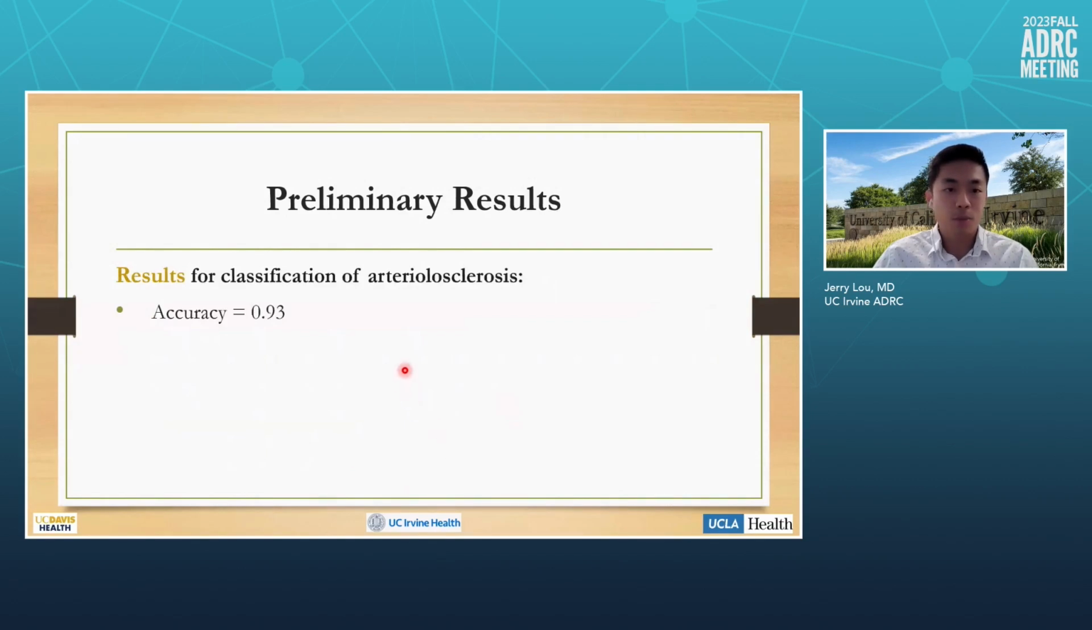And then finally, another preliminary result is that for the classification of arteriosclerosis, the model does pretty well. Its accuracy is 0.93. But we're going to continue to optimize this model, and then we're finally going to run a full evaluation and test on the whole pipeline. We plan to compare the results with the same evaluation done by 2 neuropathologists, to see how well the model does compared to neuropathologists.